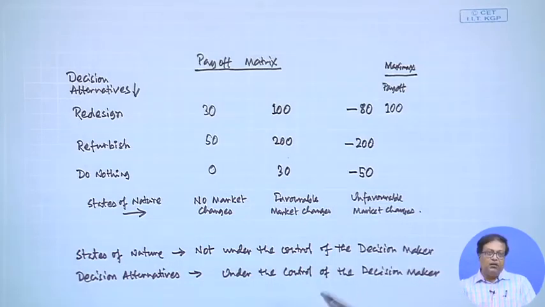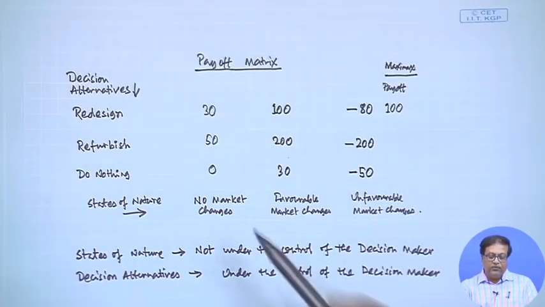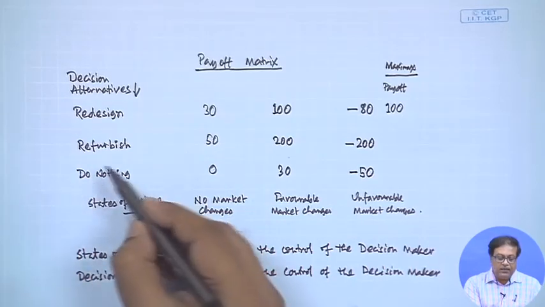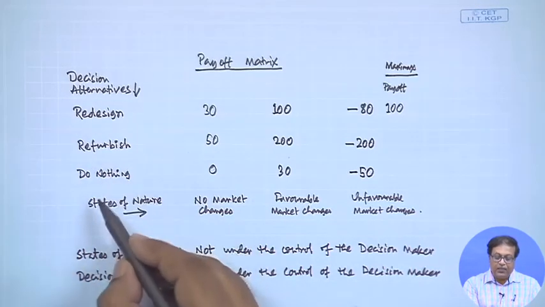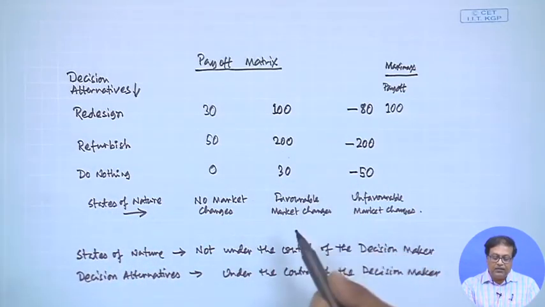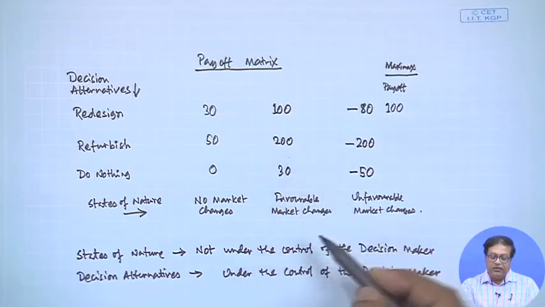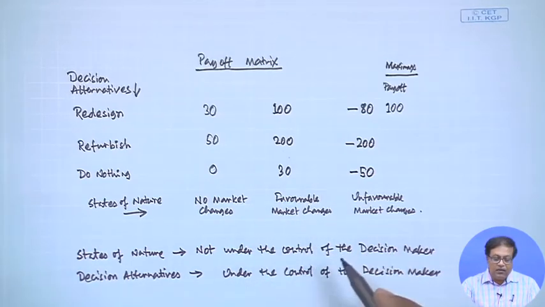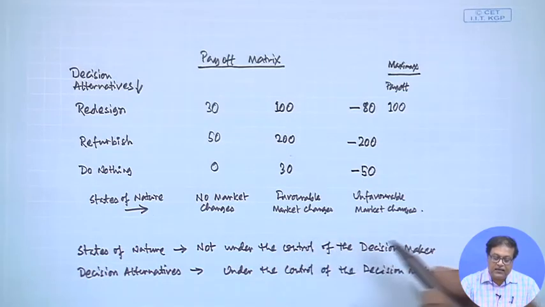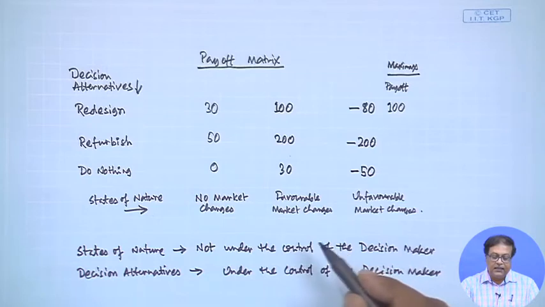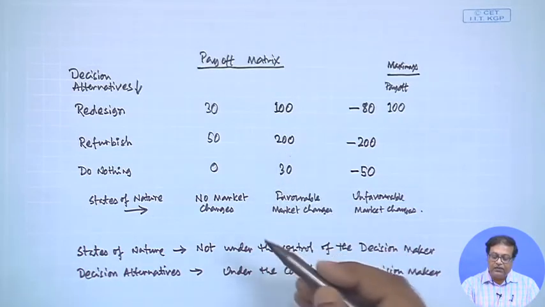By similar logic, if we go for the second decision alternative, that is, if the person goes for refurbish, then again a similar kind of thing may happen. The person again would believe that favorable market changes would happen, because that is the optimism or Maximax criteria, that if you go for favorable market changes, then the maximum payoff is going to result.